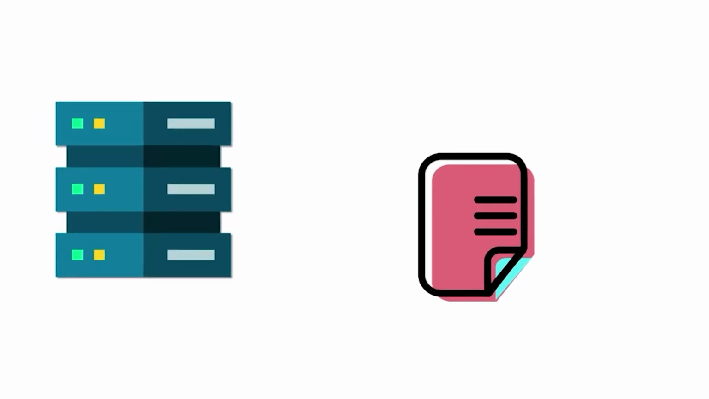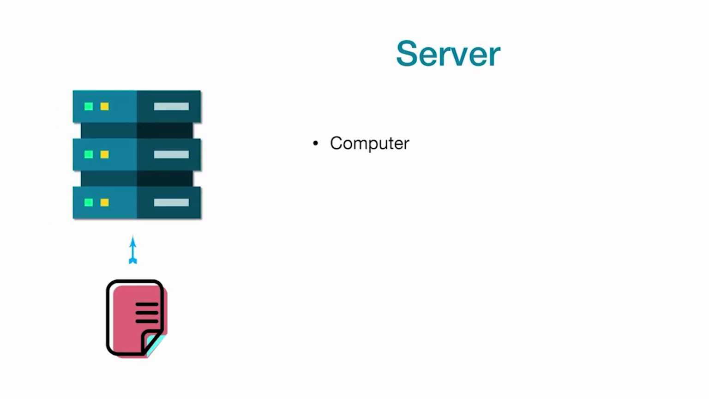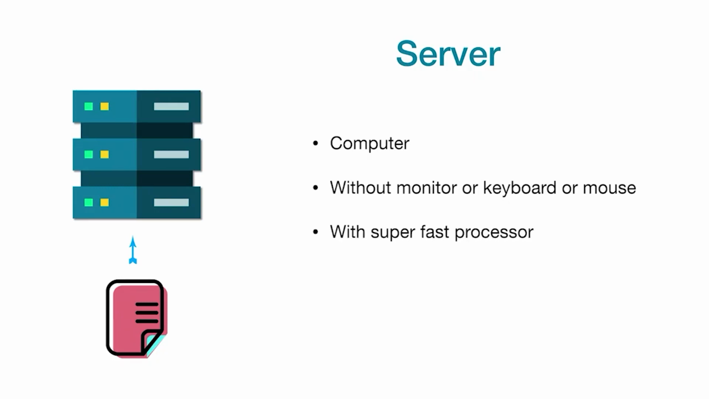And these files are not on your system. If they were on your system, then you might have accessed them by right-clicking on them or double-clicking on them. But since they are not on your system, that means they have to be stored somewhere else. And the location where these files are stored is called a server. And a server is nothing but a system without a monitor, a keyboard, or a mouse, but instead it has a very powerful processor and also has a lot of RAM and a lot of storage space.